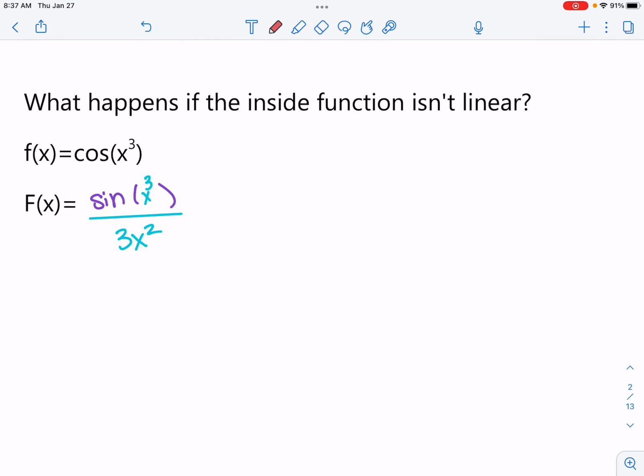Because if I try to derive my answer, there is no way that I will come back to where I started, because what rule would we need if we wanted to derive this thing? We would need quotient rule, right? We would end up getting quite a mess. It would certainly not be cosine of x cubed, okay? So if we want to anti-derive these composition functions, they have to be in a very, very special format, right? So let's look at a few.